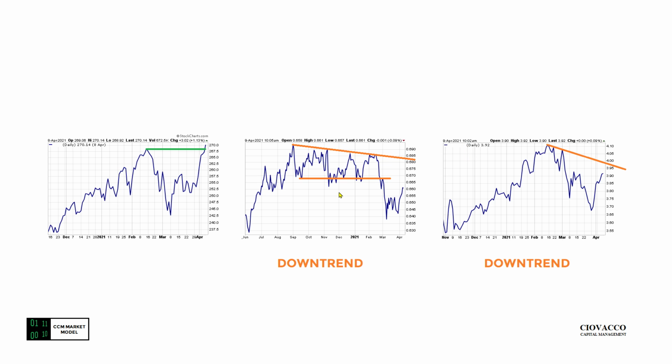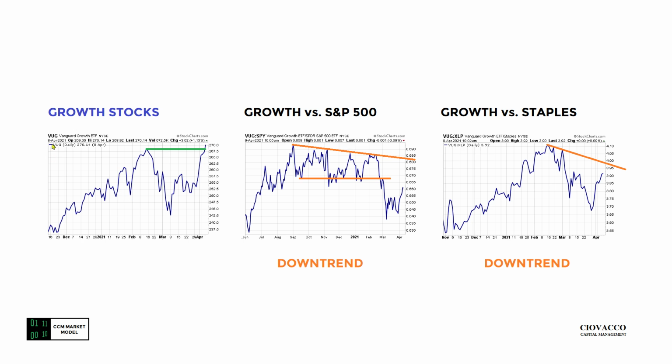So if we put the symbols back on these charts, this is where we start to learn something. Left side of the screen, VUG. It just printed a new all-time high. That's pretty good. However, relative to the market, not so good. A lot of work to do over here before we would get excited about growth stocks again.